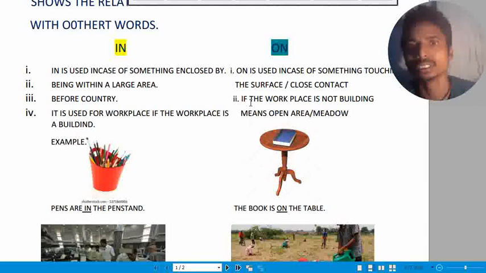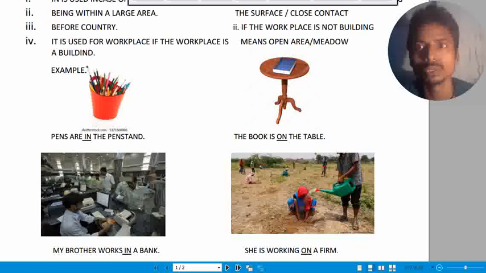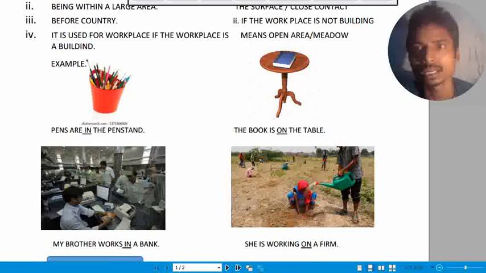And if the workplace is not a building, on is used. If the workplace is not a building, then we will use on. That means an open area. If the workplace is an open area, or a meadow, meaning an open area for play, then we will use on. Let's look at the following two pictures and we will get a clearer understanding of the context.